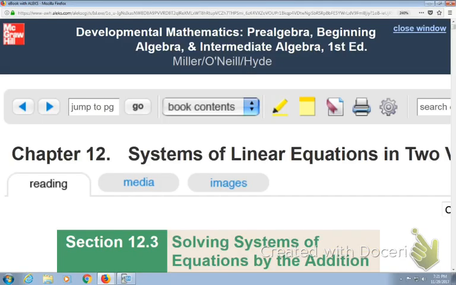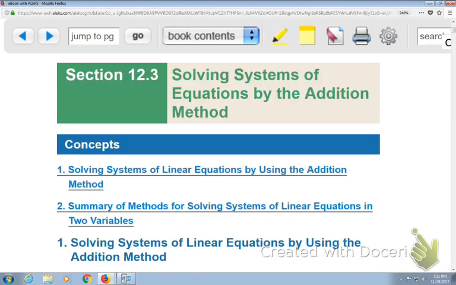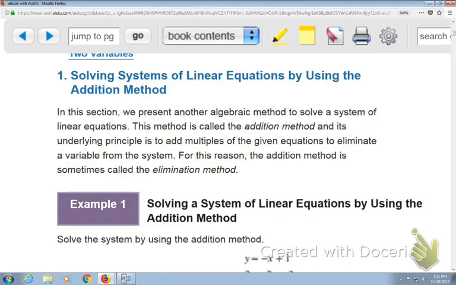Next section. Substitution is a perfectly fine method, but we have another one. In 12.3, we have solving systems of equations by the addition method. Sometimes this is called the elimination method, which I'll tell you why in a minute. So the addition method works in this way.